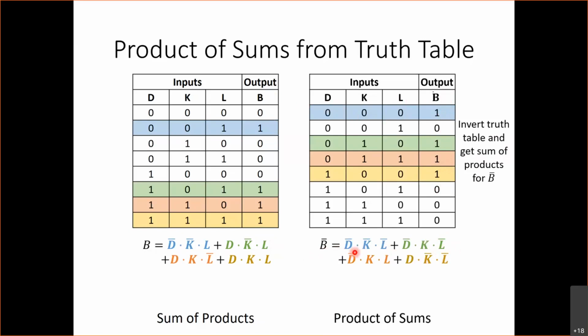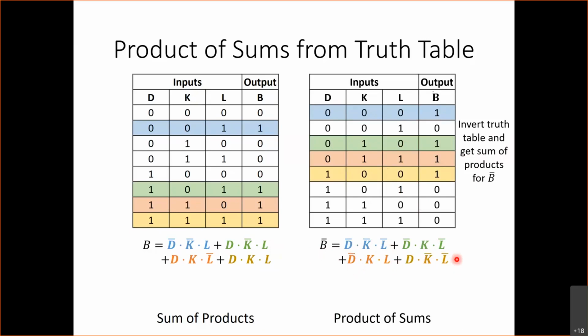So we're going to have a term for not D, not K, and not L, right? And then over here, not B is going to be 1 when D is 0, K is 1, and L is 0. So we're going to have not D, K, and not L. And similarly for the others. So here we have 0, 1, 1. So we're going to have not D, K, and L. And here we have 1, 0, 0. So we're going to have D, not K, and not L.